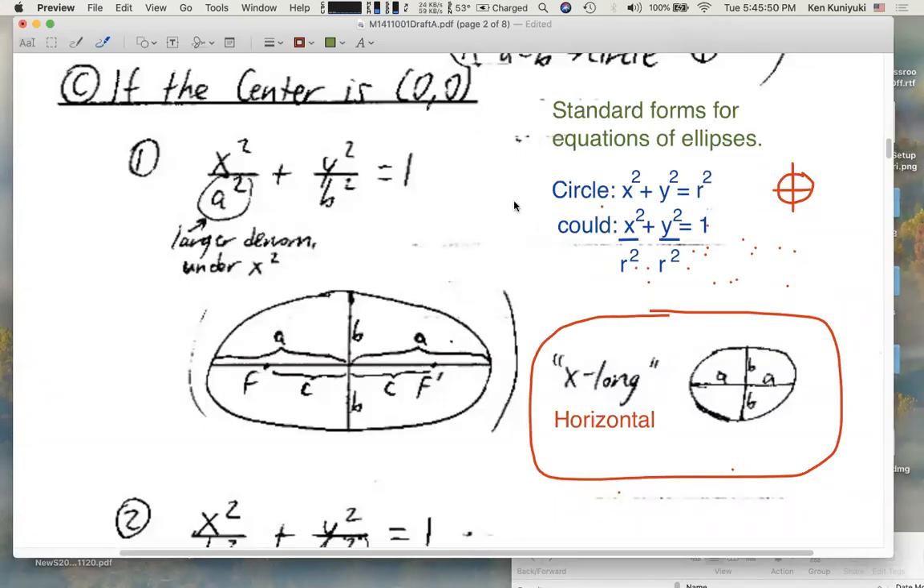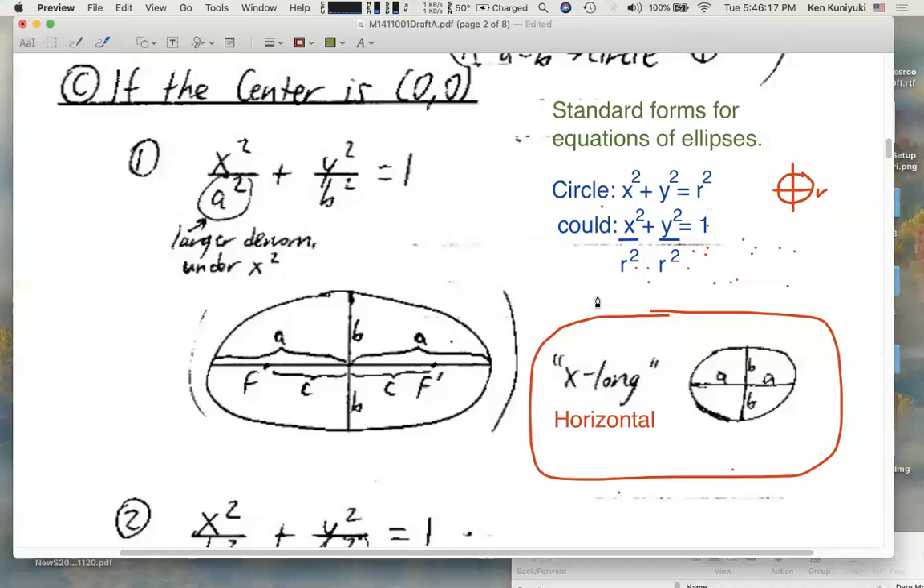Hi everyone, let's talk about standard forms for equations of ellipses. Remember that the standard form for the equation of a circle centered at the origin is given by x squared plus y squared equals r squared, if r was the radius, r is positive. Now, if we divide both sides by r squared, we could, in principle, write this as x squared over r squared plus y squared over r squared equals 1.